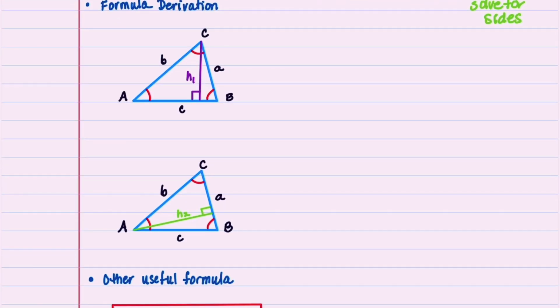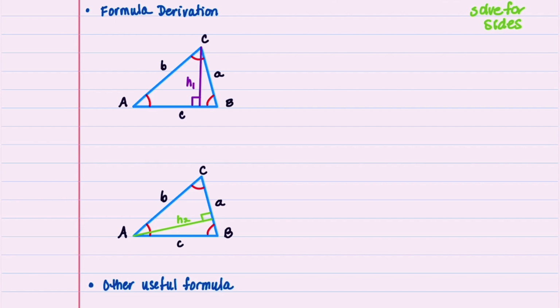I'll now quickly go over how to derive this formula. If you're not interested in the derivation, just skip to the next page where I'll go over steps for solving a triangle. Let's first number these triangles. This will be number 1, and we'll call this triangle number 2.